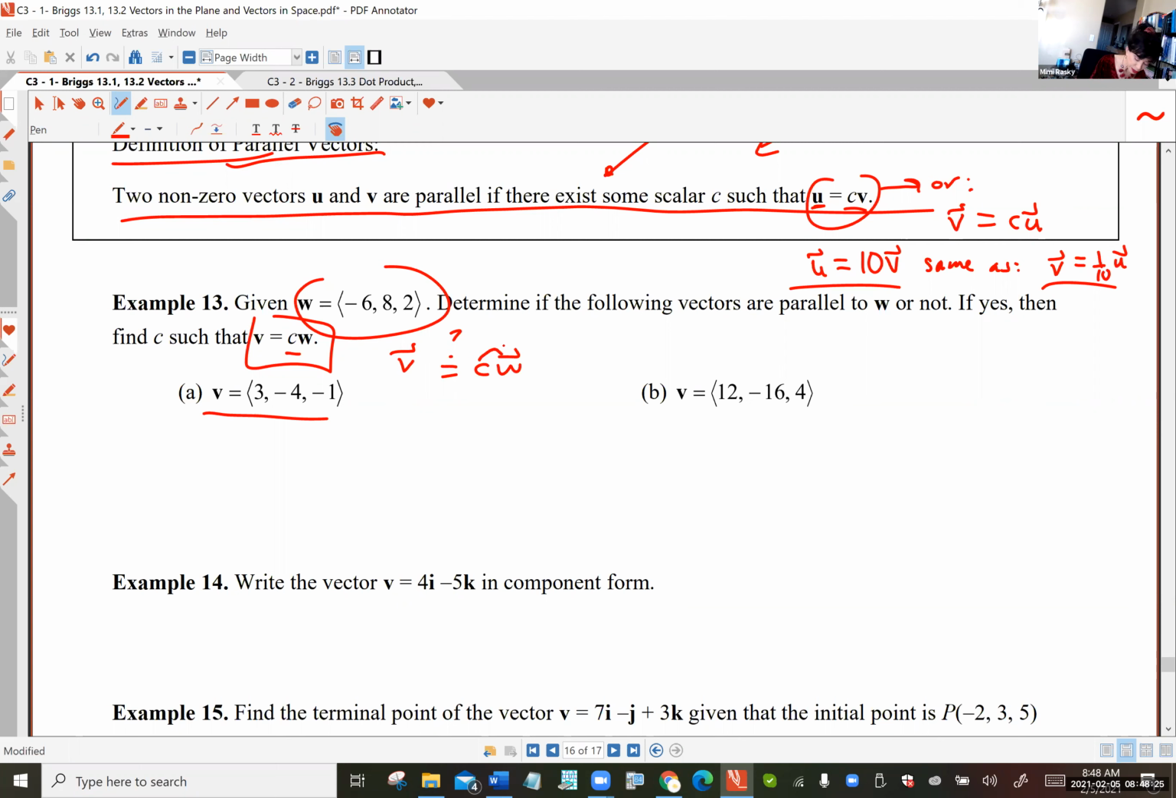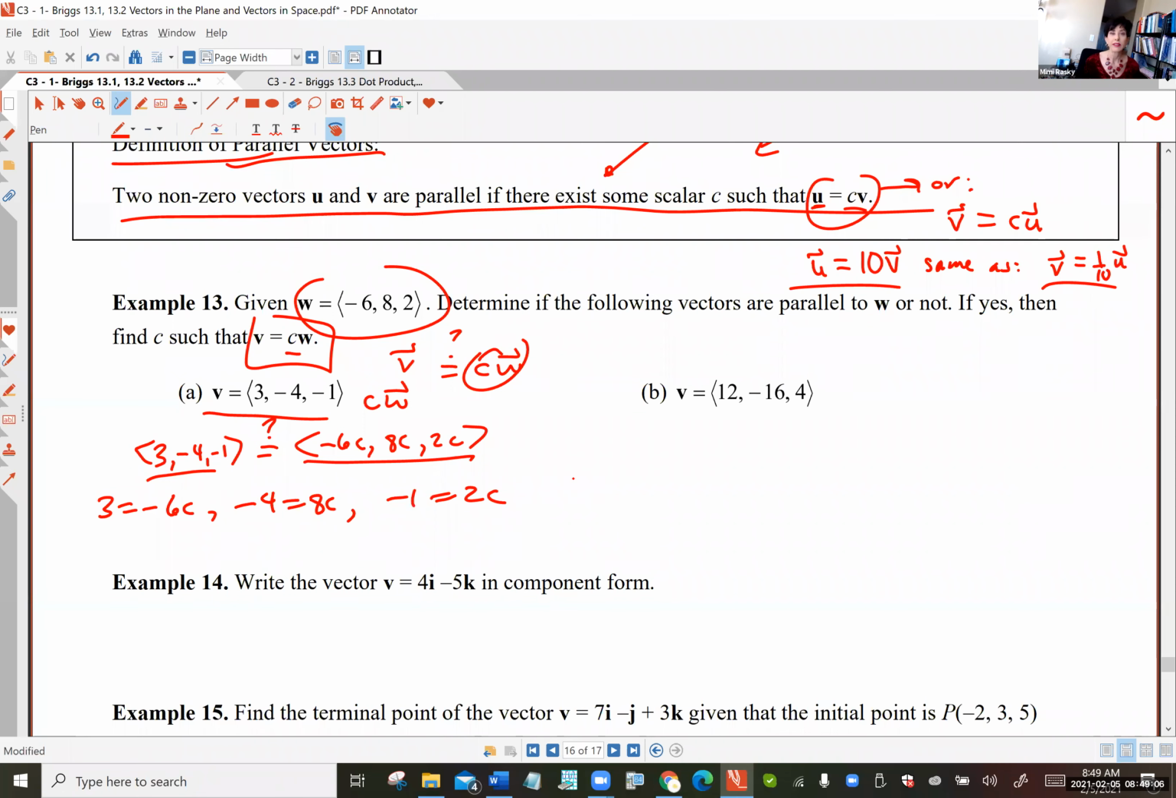So if I distribute the C over W, what does CW look like? It looks like -6C, 8C, 2C. And the question is, is that equal to V, where C is the same scalar each time? So we're going to use vector equality here. If this left-hand side vector is equal to the right-hand side vector, what has to be true? Well, 3 equals -6C, -4 has to equal 8C, and -1 has to equal 2C simultaneously.